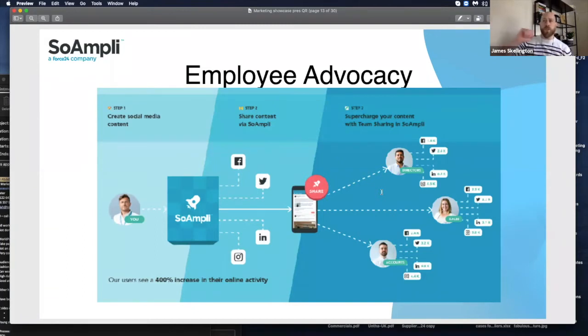The way that employee advocacy works is, and I hope this isn't blurring on people's screen, you've got step 1, which is somebody within the business, it might be yourself, creating a piece of social content. They create it through SoAmpli and then post it out onto their own channels. So I may create a piece of content, let's say this document from today, the slides. I would put it through SoAmpli, log in with my own chosen social media, be that Facebook, Twitter, LinkedIn, Instagram, and I would choose which channels I want it to go out on.